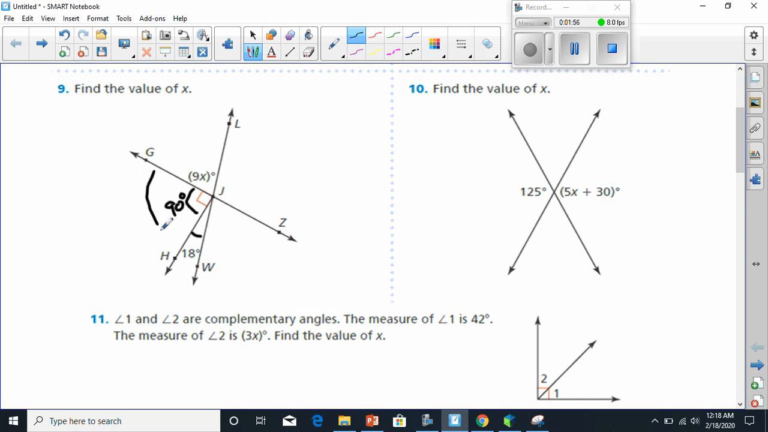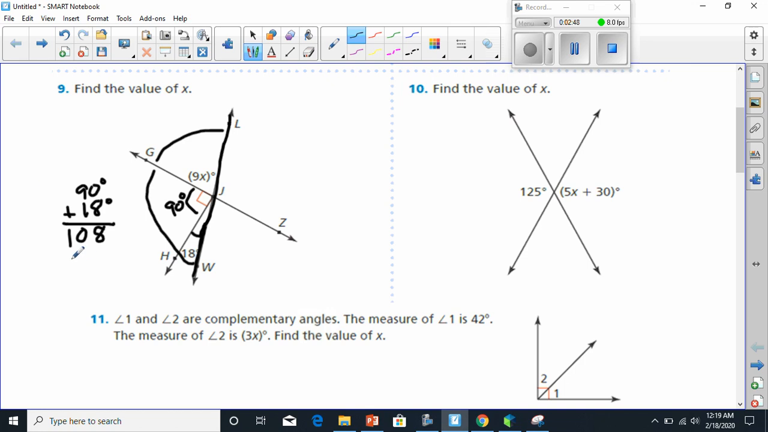So we can say this entire piece here, angle GJW, is going to be 90 plus 18, and of course, that's going to give us 108. That's very significant because now that we know this is 108 and we know every straight line is 180 degrees, we can look at the line that goes from L to W here. If that's 180 degrees, then we should be able to subtract this 90 plus 18 from 180 to find out what this angle is.